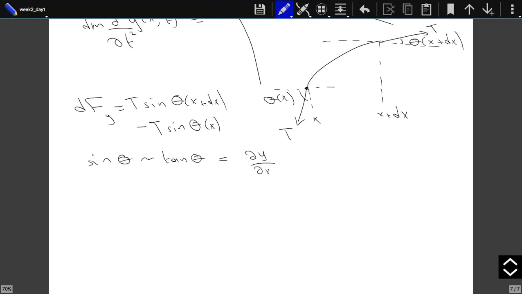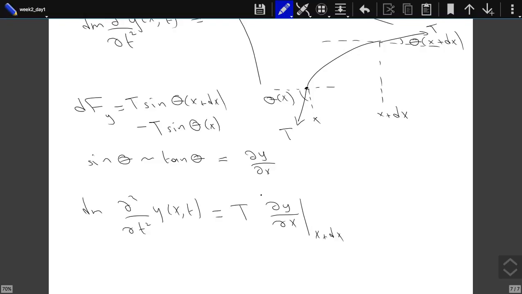Now let's go back. dm times the second partial derivative with respect to t of y of x and t is equal to T times the partial of y with respect to x evaluated at x plus dx, minus the partial of y with respect to x evaluated at x.